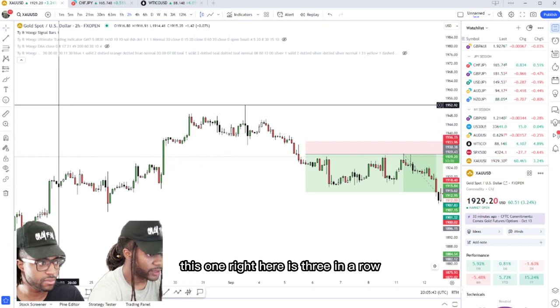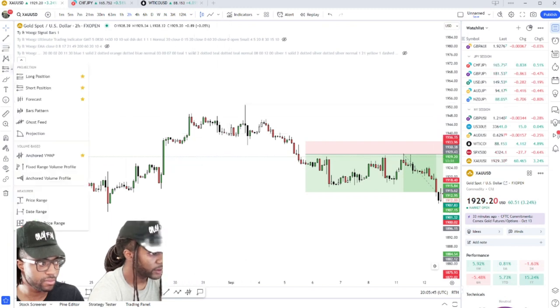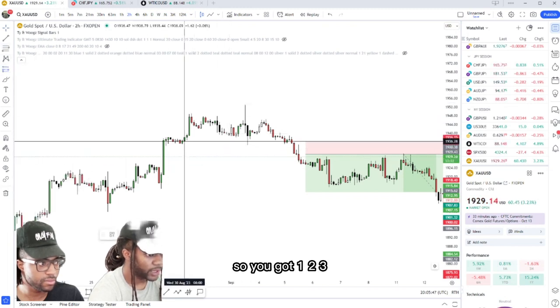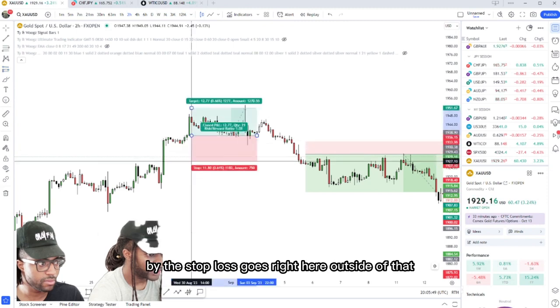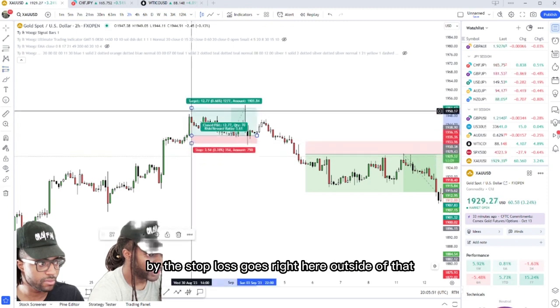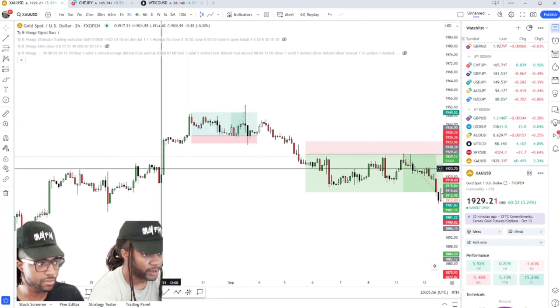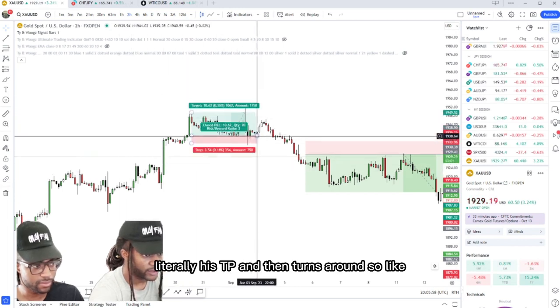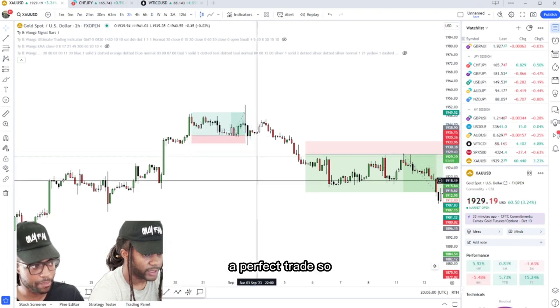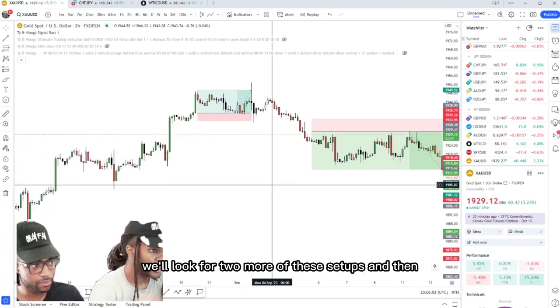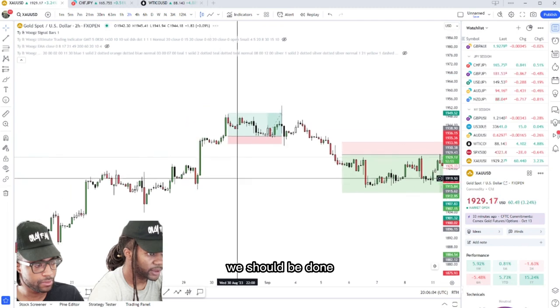This one right here is 3 in a row. So you got 1, 2, 3. Buy it. Stop loss goes right here outside of that. And 3-to-1. And it hits TP right here. Literally hits TP and then turns around. So like a perfect trade. So we'll look for 2 more of these setups and then we should be done.